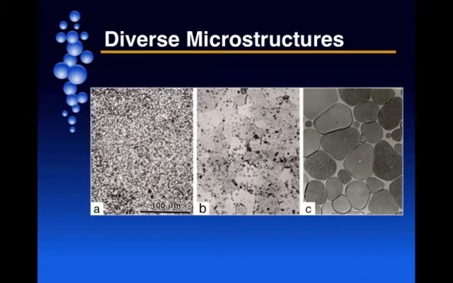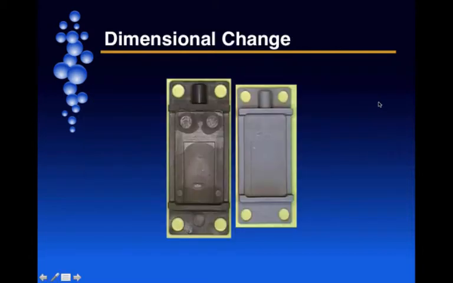As a result of so many different mechanisms and so many different chemistries, you can have widely different microstructures as a result of sintering. And so, without knowing anything about what these materials are, you can pretty much say that all of these contribute towards very different properties. In addition to microstructure changes and property changes, you also have dimensional changes.